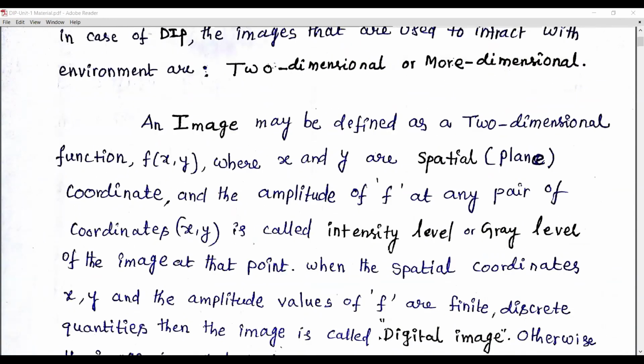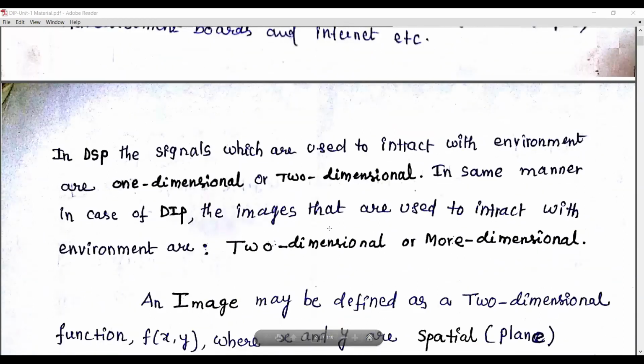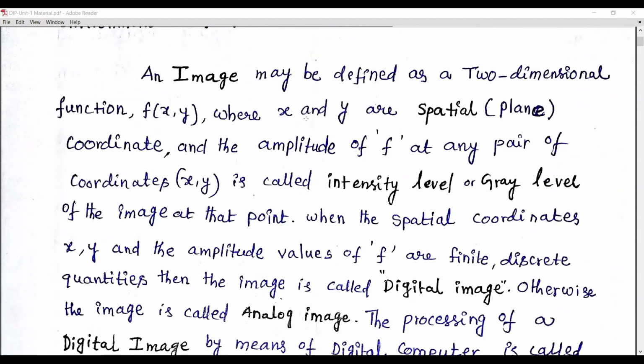So this is an image. Okay. So what is an image? An image may be defined as a two-dimensional function f of x comma y, where x and y are spatial coordinates, and the amplitude of f at any pair of coordinates x comma y is called the intensity level or gray level of the image at that point.